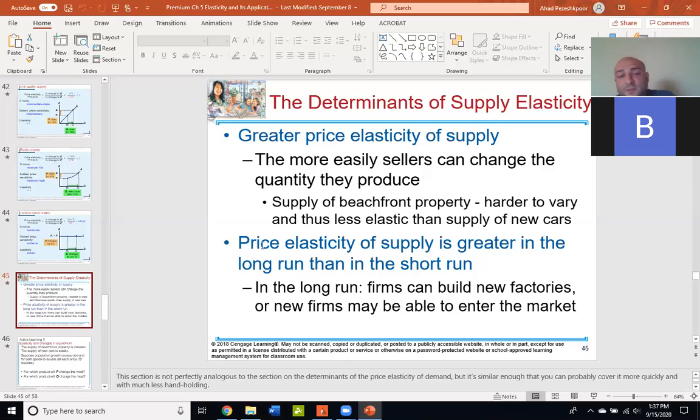Price elasticity of supply is greater in the long run. In the long run, every type of elasticity is bigger. Why? Because you have time to think. You have time to plan. You have time to prepare. You can react to changes in the market better compared to the short run. In the short run, you're surprised.